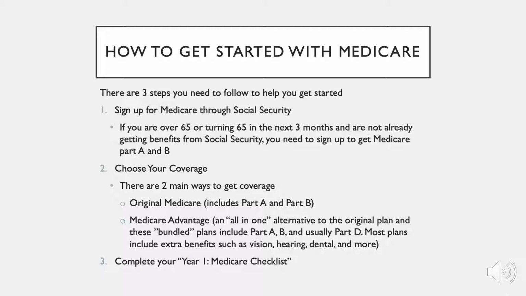And then step 3 is you're going to complete your year 1 Medicare checklist. You can find this on the website. What this is going to do is get you through everything to make sure you're getting all of the benefits that you can out of Medicare and everything that it covers.